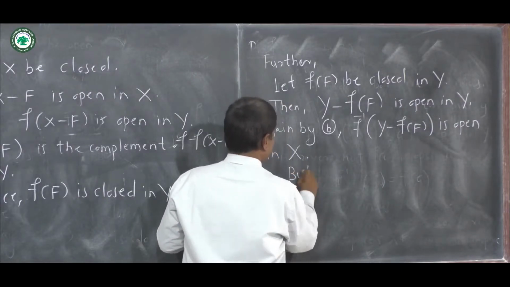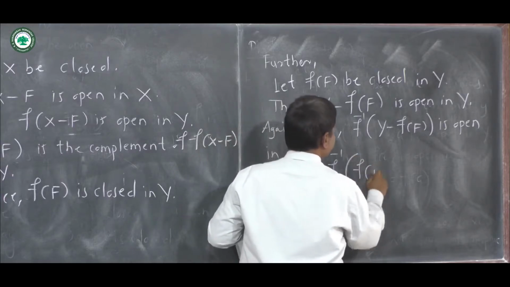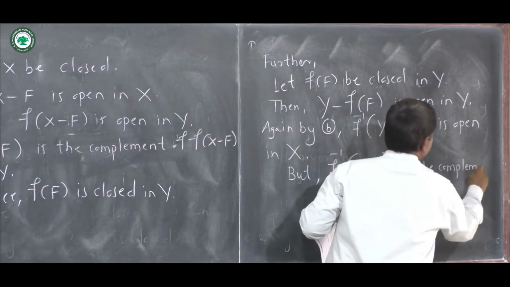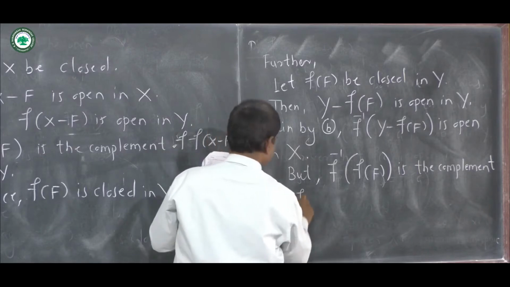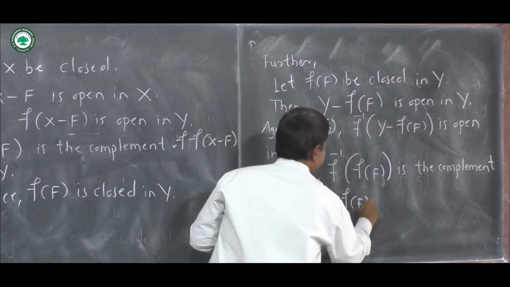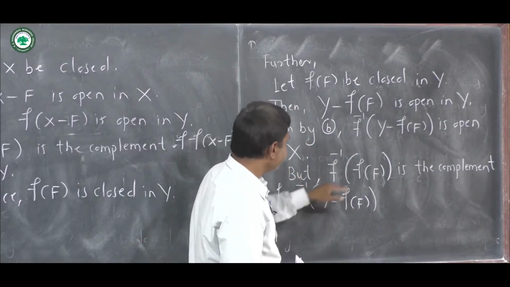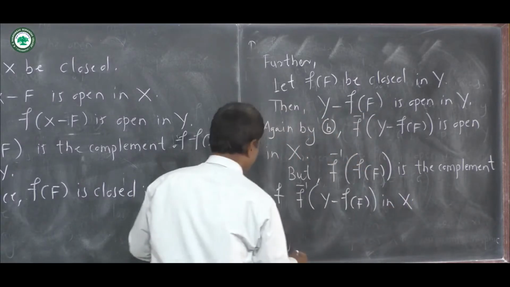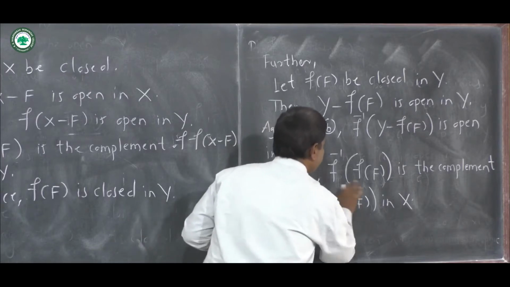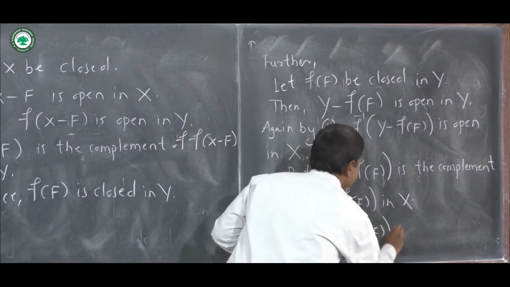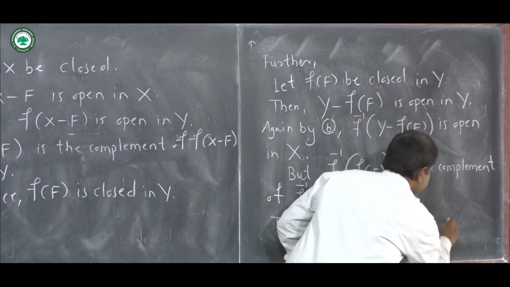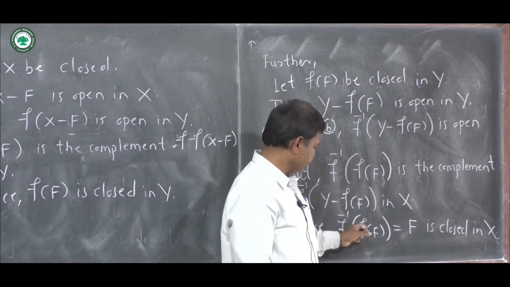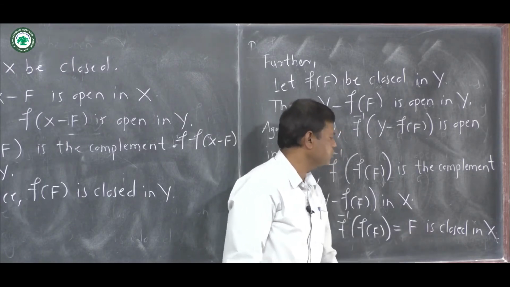But we know that the inverse image of the complement of f of F is the complement of f inverse of f of F. Now this set is open in X, and f inverse of f of F is the complement of this set in X. Therefore f inverse of f of F, that is F, is closed in X. We write this because we know that f is injective, so f inverse of f of F is equal to F, and that set is closed in X. So thank you.